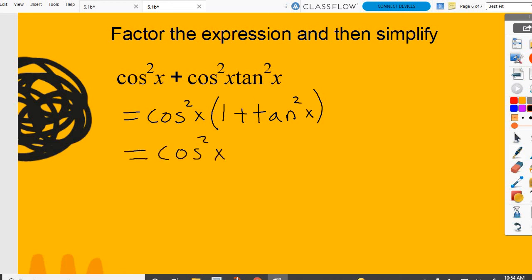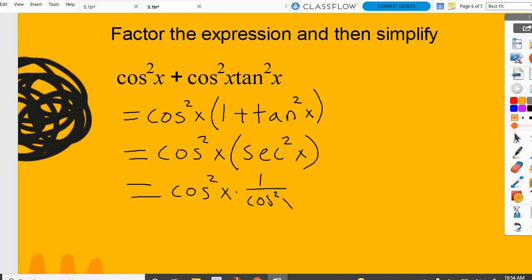Okay. So then, can we simplify that any further? Yes, 1 over cosine. So secant squared is the same thing as 1 over cosine squared. So what do we get? Just 1. I like that. Just 1.